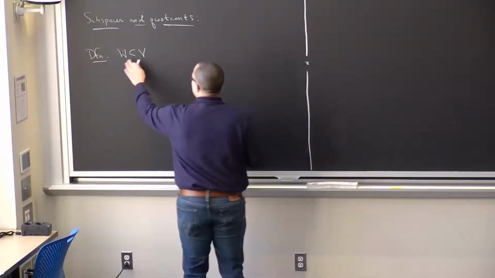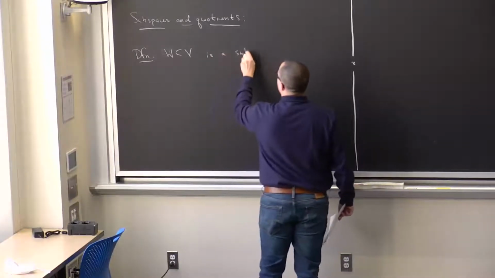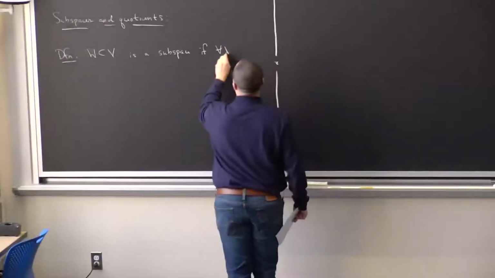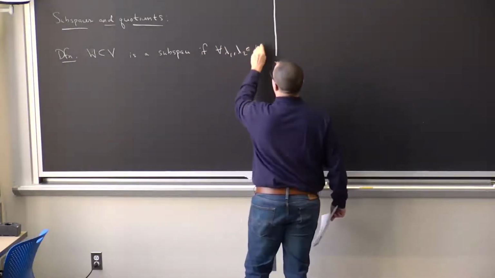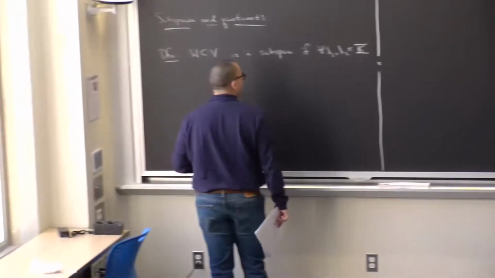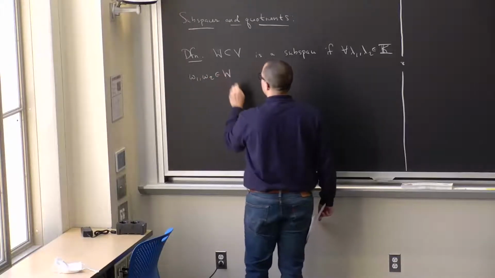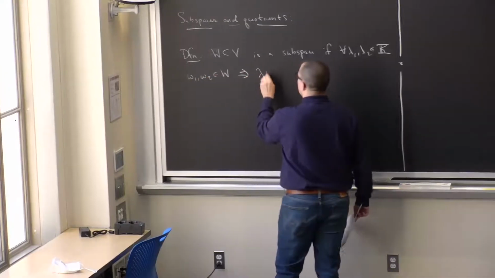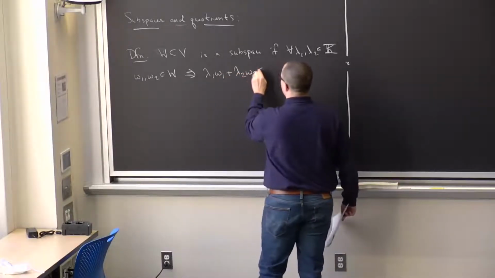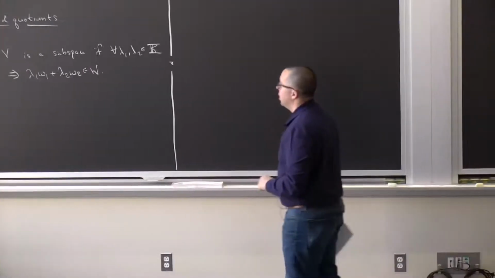So a subset W of V is a subspace if for all two elements in the field of scalars and elements in W, their linear combination is also in W. Okay, so W is closed under taking linear combinations.